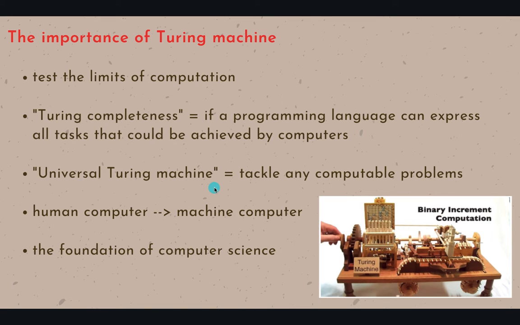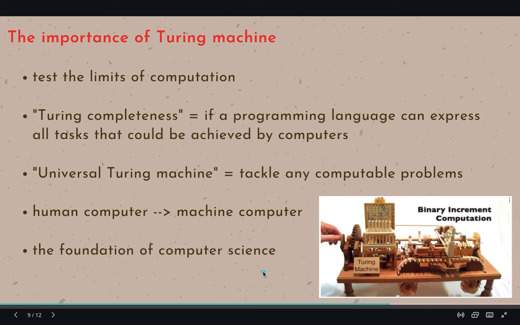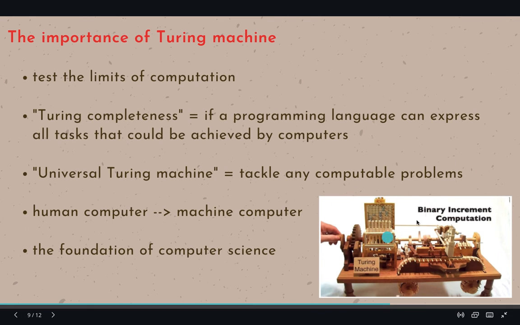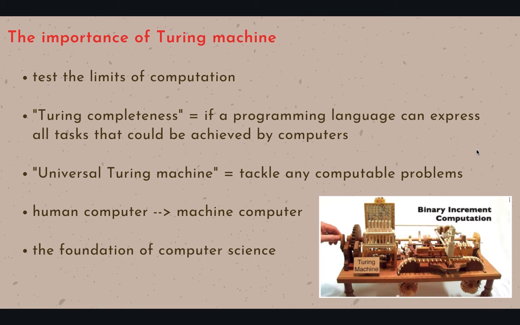Universal Turing Machine assumes that ultimately there's a machine that can tackle any computable problems. And certainly, this is the foundation of computer science and the belief in having machine computers to replace human computers has dramatically changed human-machine interactions, and it has led to the progressing fields in artificial intelligence as well as in machine learning.